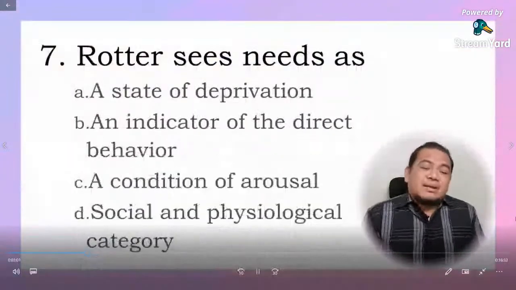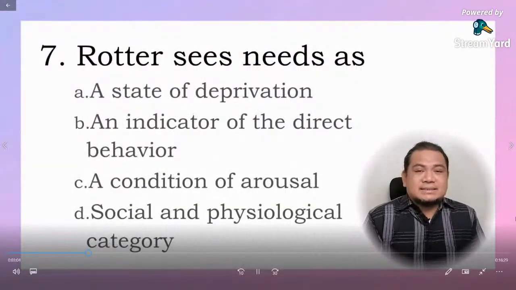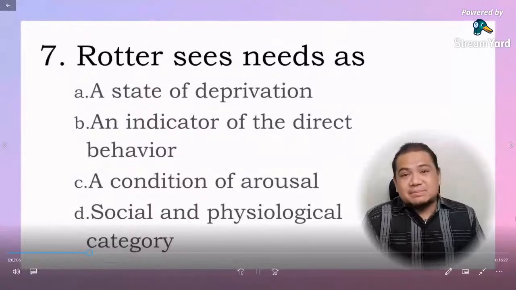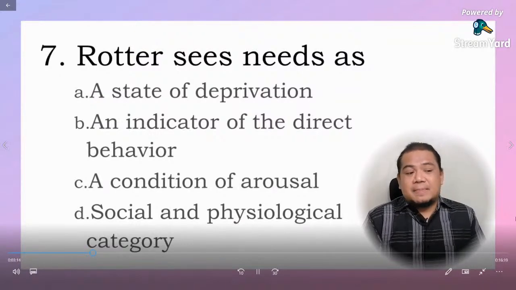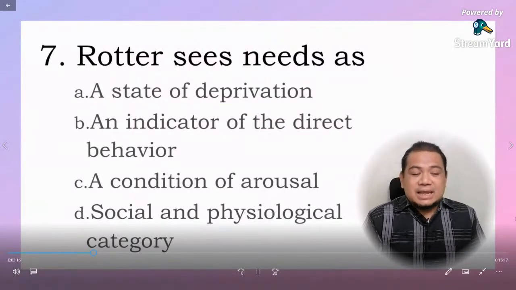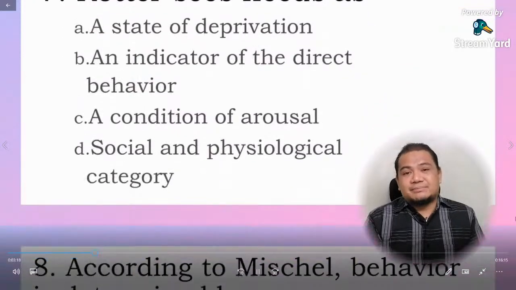Number 7. Rotter sees needs as A. A state of deprivation. B. An indicator of direct behavior. C. A condition of arousal. Or D. Social and physiological category.